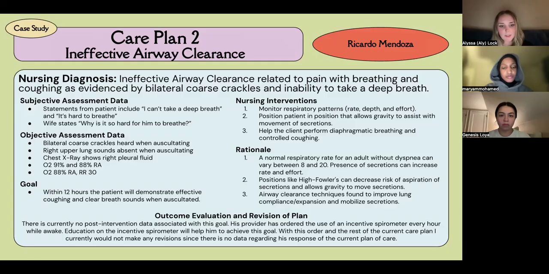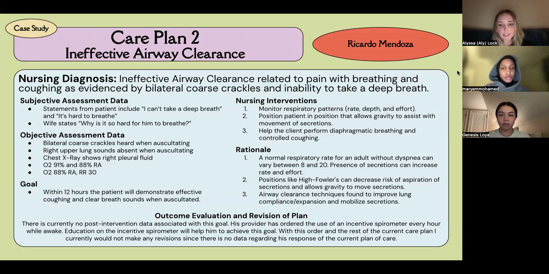There's currently no post-intervention data that we were provided with for this patient, so his provider ordered the use of an incentive spirometer every hour while awake, and education on this device would help him to achieve this goal.